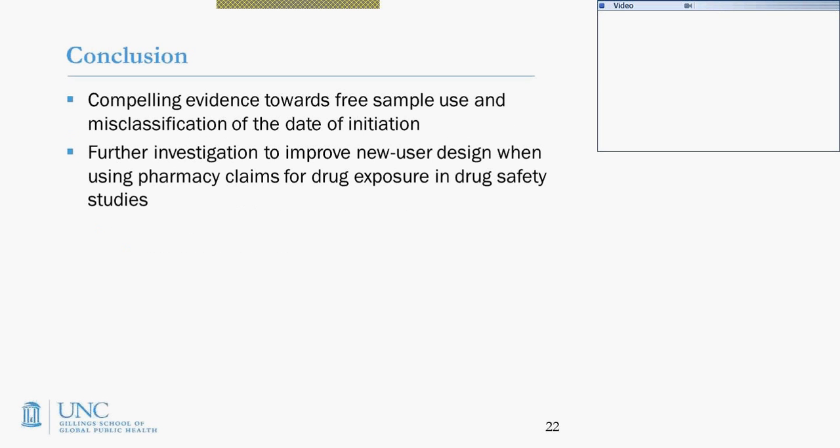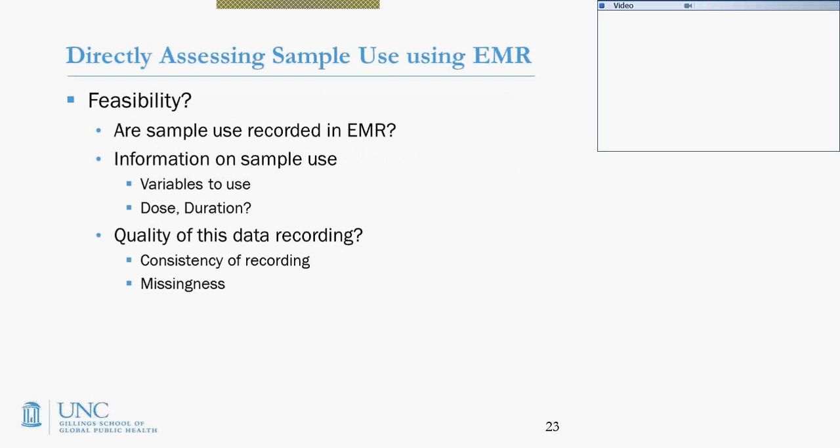So we have shown this compelling evidence for sample use. However, it's indirect evidence because we cannot directly assess that. And then my question to you all is, is it feasible to directly assess this sample use using EMR?